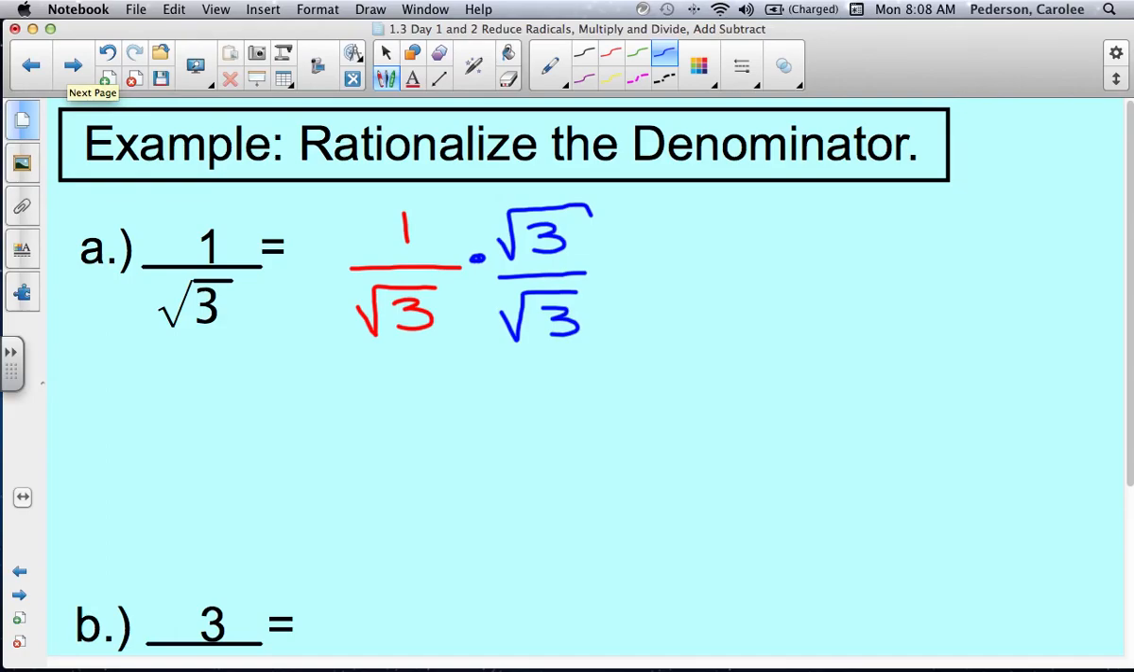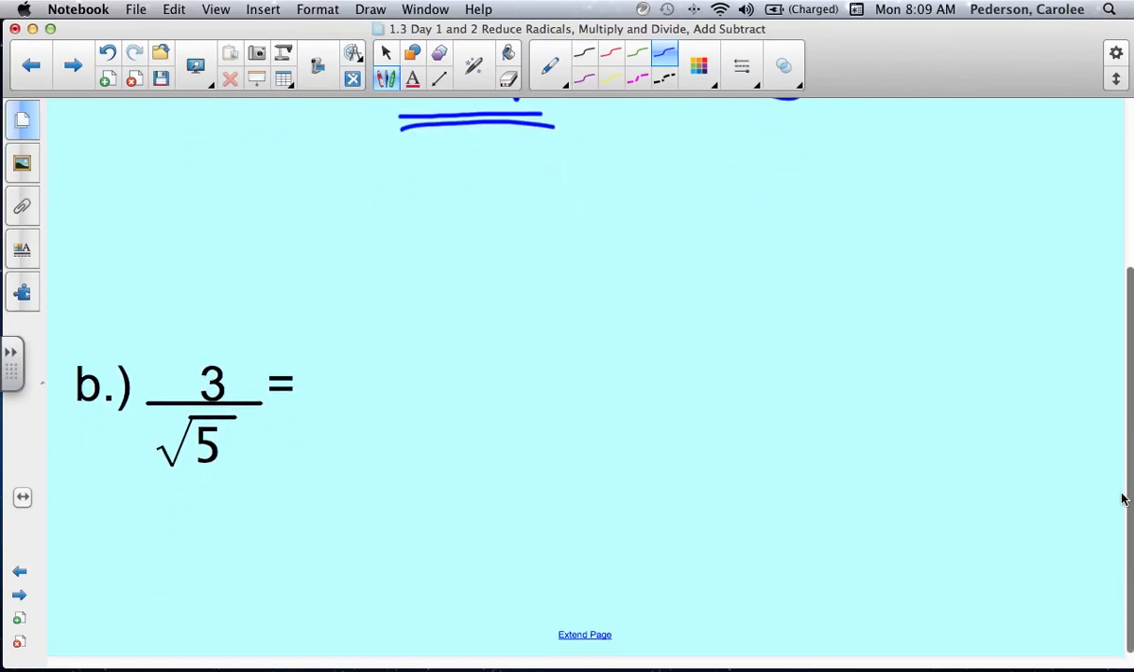And now we multiply across. 1 times the square root of 3 is the square root of 3. And then if we remember, square root of 3 times square root of 3 is 3. So there's our answer. It's not necessary to have that 1 in front of the square root of 3 also. So let's try this one.